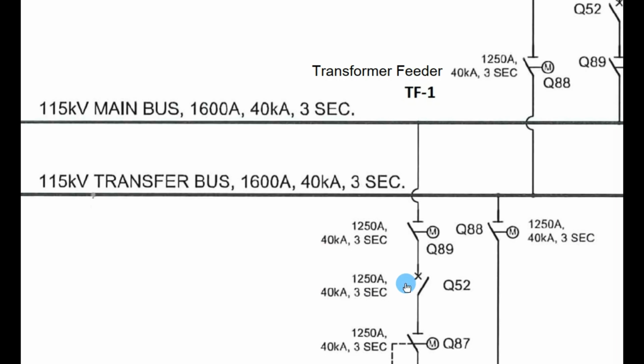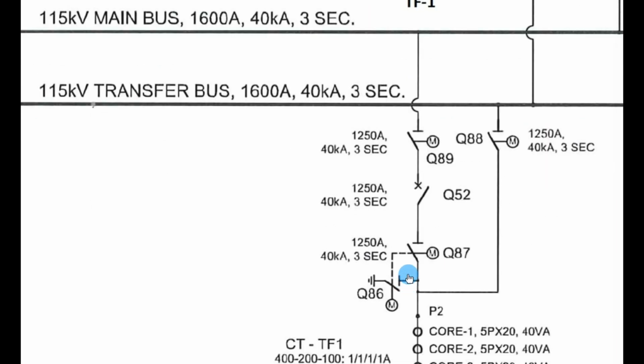Q53 is a breaker. Here you see Q87 is connected with an earth switch. This line denotes that there is a mechanical interlock: either one can be closed at a time, both cannot be closed at the same time. This is the meaning of this symbol.